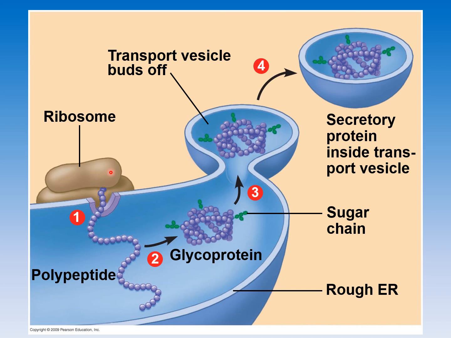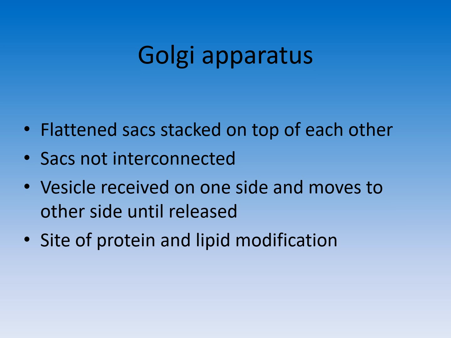And this is showing the rough ER with the ribosome attached to it. It is making a protein here. The new protein is passed from the ribosome inside the rough ER. It's going to fold up into its three-dimensional shape and be pinched off into this transport vesicle, which kind of buds off, and now it's transporting it. So the protein is not directly in the cytosol. It's protected because it's inside the vesicle.